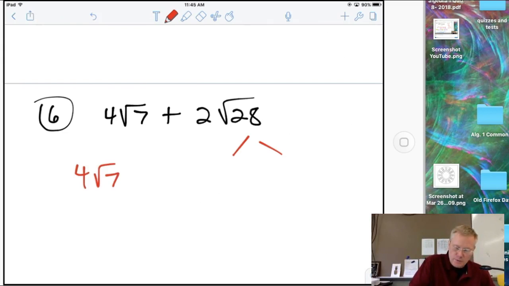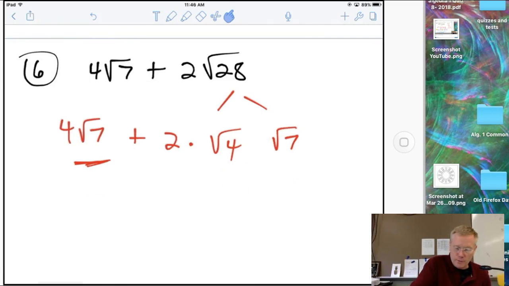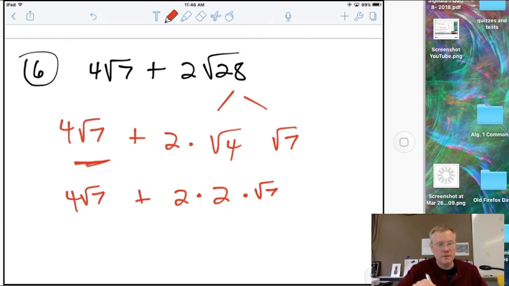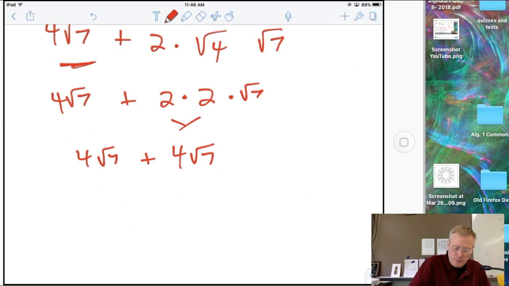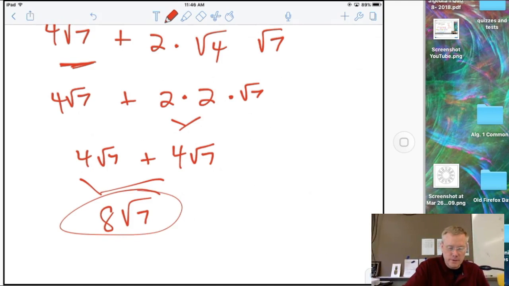So I've got 4 root 7. Keep that 2 there. For 28, especially if I look over here, I'd like it to be a square root of 7, which means 7 times what is 28? Well, that's a 4, right? So the square root of 4 is regular 2, so I've got two 2's and a square root of 7 over here, and 4 square root of 7 still on the left. Now I can multiply 2 times 2 together and get 4 square roots of 7 plus 4 square roots of 7, and add those together. Remember, add the coefficients. 4 plus 4 is 8. That leaves me with 8 square roots of 7, and that's the answer.